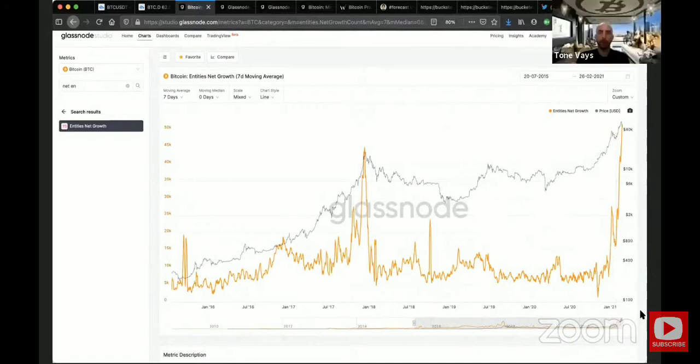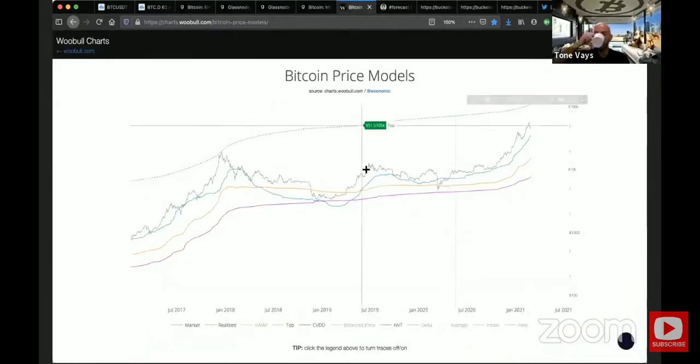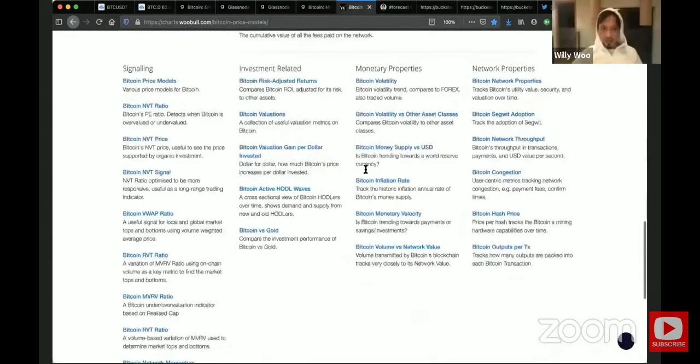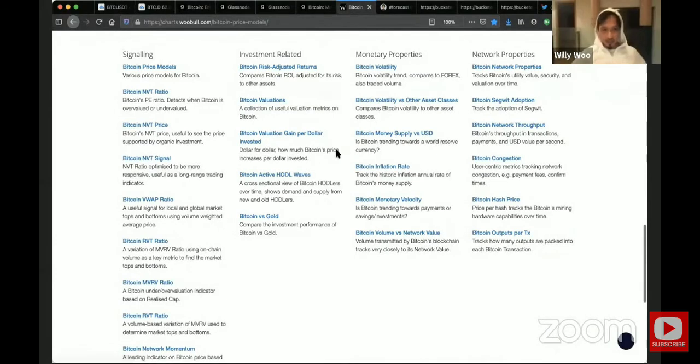All right, let's go over to your website. Let's take a look at a couple of old charts that you used to show on this channel all the time. Sure, there we go. Here we go. Which one would you like? Let's go to NVT ratio, the golden oldie.